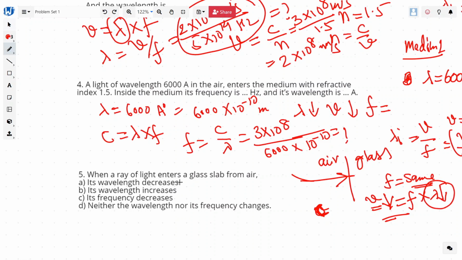So the answer is: wavelength decreases. This is wrong, frequency decreasing is wrong, this is wrong, so the answer is D.